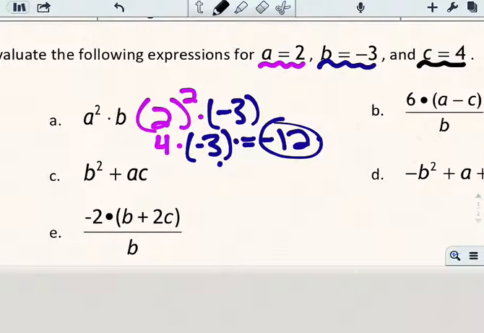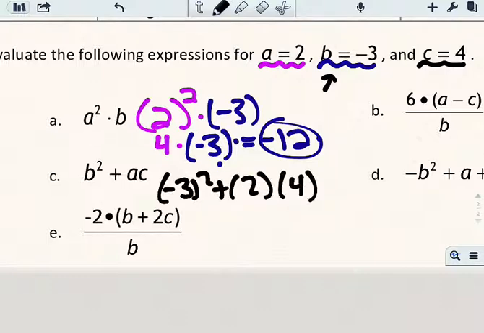I'm not going to color code things so nicely for the rest of these, so just be aware. B squared plus AC. Well, B squared is going to be -3 squared, plus A, which is 2, times C, which is 4. Now we just worked this out: -3 squared is the same thing as -3 times -3, which is just going to be a positive 9. 2 times 4 is going to be 8. 9 plus 8 is 17.